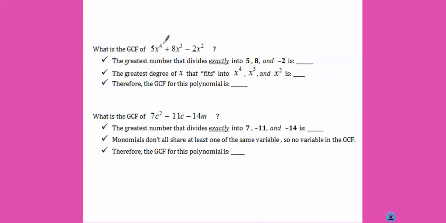What about 5x to the 4th plus 8x cubed minus 2x squared? What number divides exactly into 5, 8, and negative 2? The only thing that can go into all of them is 1. What can we take out if we have an x to the 4th, x cubed, and x squared? The most we can take is x squared. Therefore, the GCF is 1x squared, or just x squared.